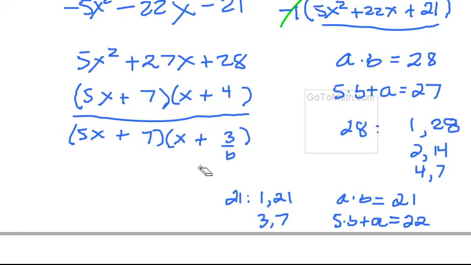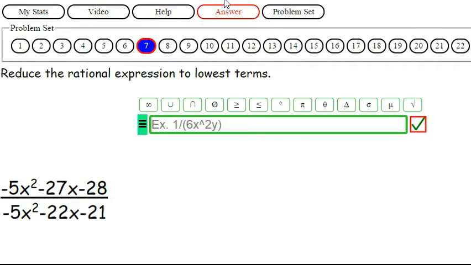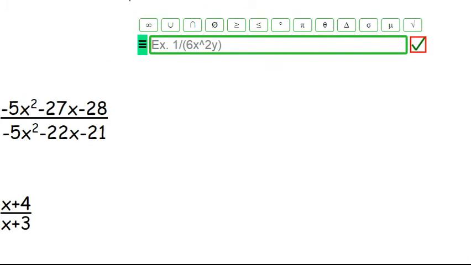I hate to erase stuff, and it's not a good practice to erase, but here we go. We can now cancel some things out. We have 5x plus 7 in the numerator and 5x plus 7 in the denominator, and we're going to be left with x plus 4 over x plus 3. And of course, remember, our negatives canceled out, so there you go. X plus 4 over x plus 3. That took a little time, didn't it?